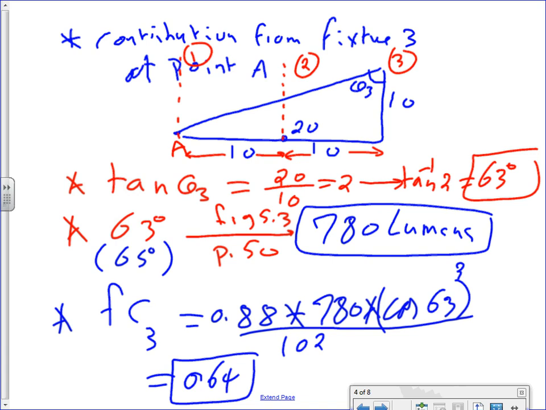Can you guys see, Derek, that it's becoming very small because it's far away from the fixture? The foot candle is becoming really small because it's way far away from the fixture.